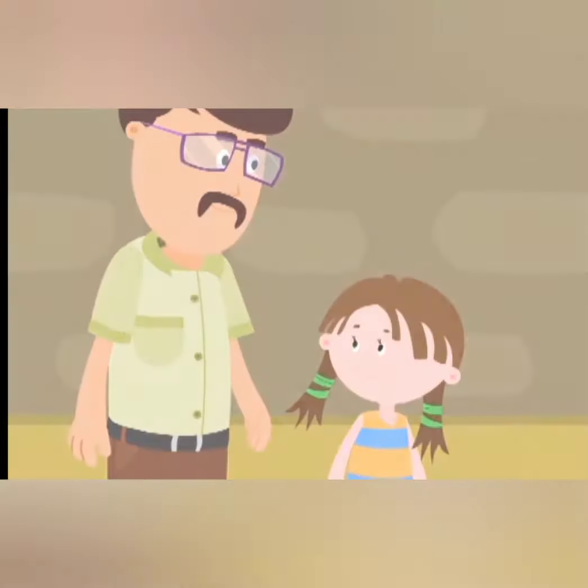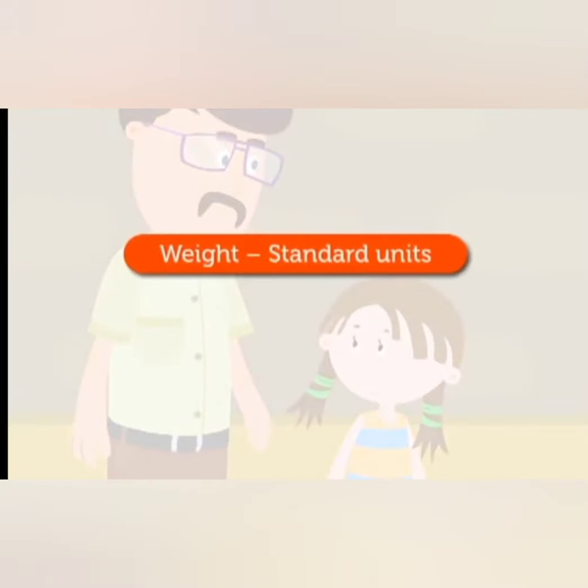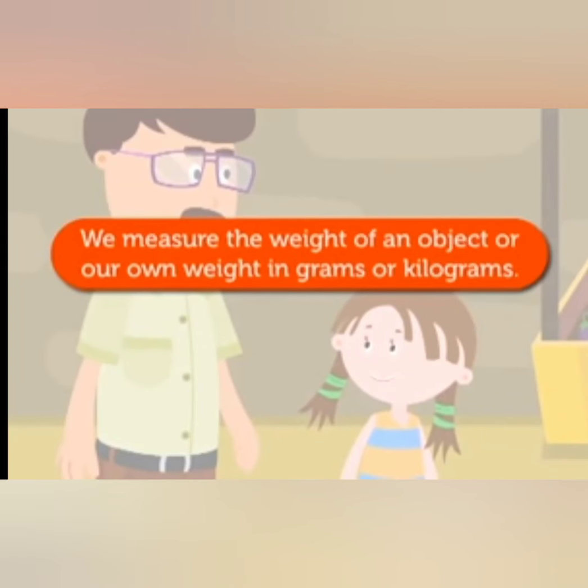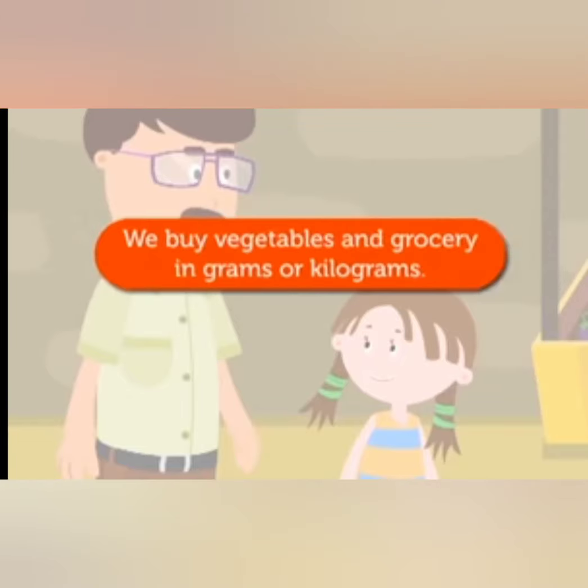Let us learn about the standard units of weight with Rosie and Uncle Sam. Hello, Uncle Sam. Hey Rosie, are you going to the market? The weight of an object, our own weight, in grams or kilograms. We buy vegetables and grocery in grams or kilograms.